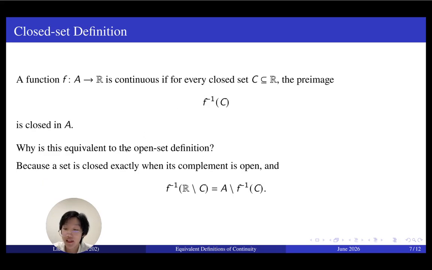Now we have the closed set definition. A function is continuous if for every closed set C, the pre-image of C is closed in A. This is equivalent to the open set definition because a set is closed exactly when its complement is open. Also, pre-images work well with complements. So the open set and closed set definitions are really two forms of the same idea.